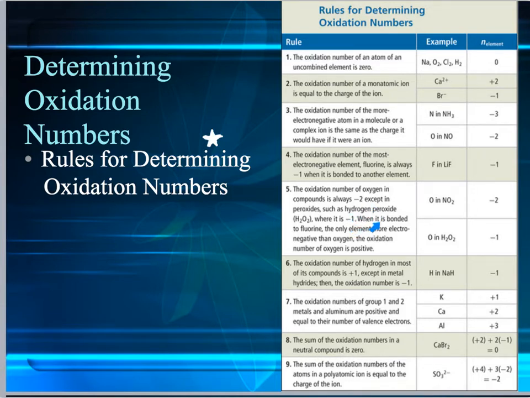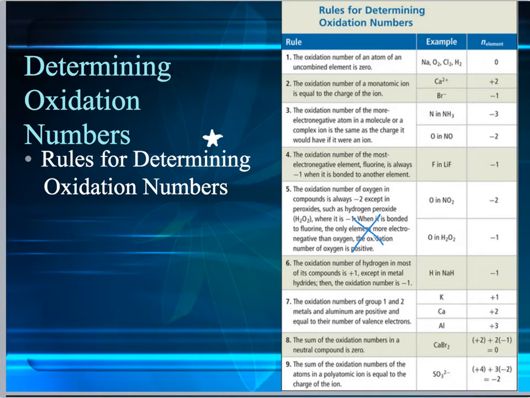peroxide, where it's -1. Or when it is bonded to fluorine, the only element more electronegative than oxygen, the oxidation number of oxygen is positive. Look, we're not going to see this. I'm not going to deal with the second part of this. And if it's a peroxide, it's going to tell you that. It's going to be in the name of whatever it is that I'm giving you. You're not going to have to guess whether I've given you a peroxide or not.